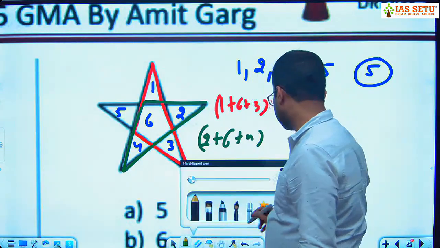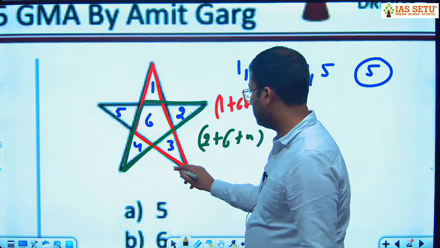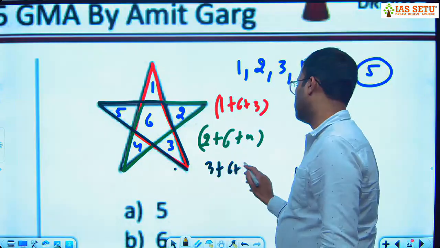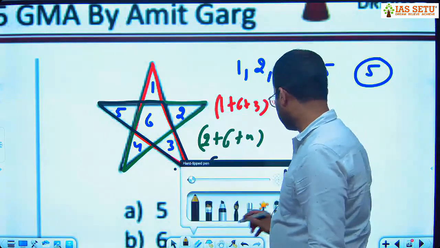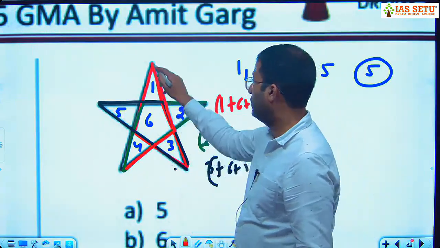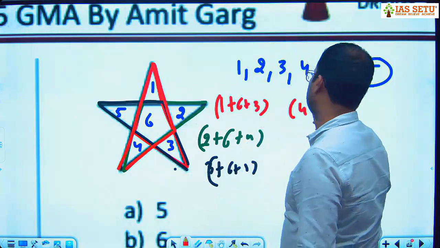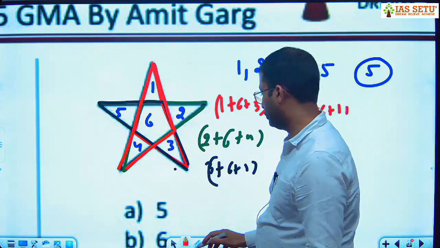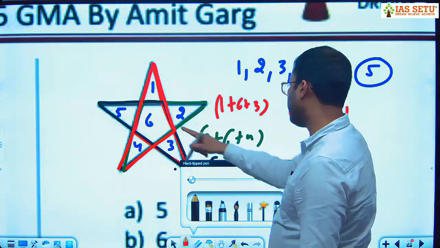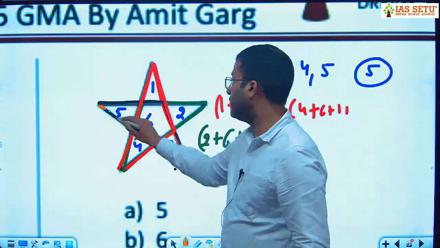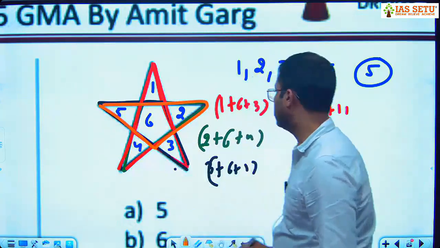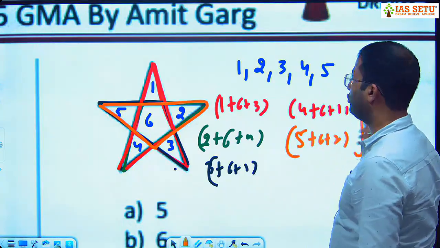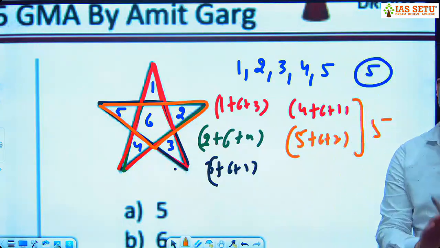Then 3 6 5, then 4 6 1, then 5 6 2, 5 6 2 क्योंकि 5 6 3 हो चुका है. You can check when you take 3 numbers at a time, there are 5 triangles.